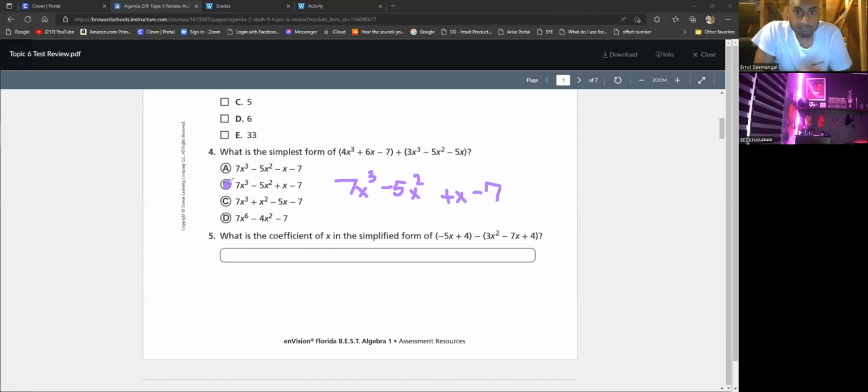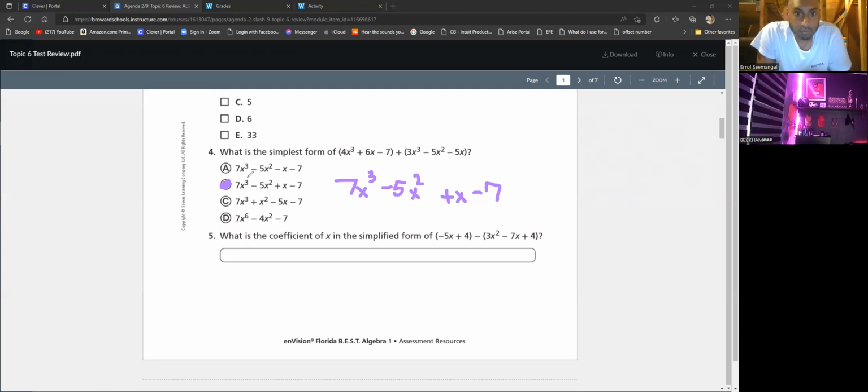Okay, which one is that? B? 4x cubed plus 3x cubed is 7x cubed, yep. Minus 5x squared, that one's by itself. 6x minus 5x is 1x, yep. And then negative 7, yes, that one's good.